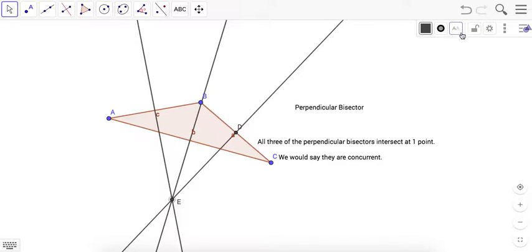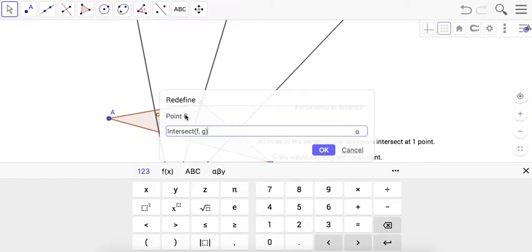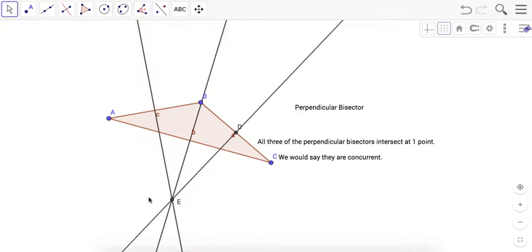Can I give it a caption? I thought I could give it a name somehow. But we call this the point of concurrency here. I don't know what caption does. Hey, this is the point of concurrency.